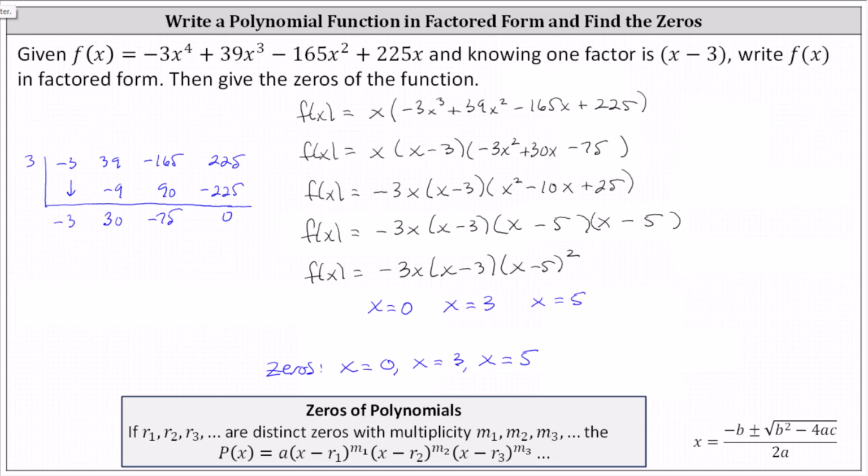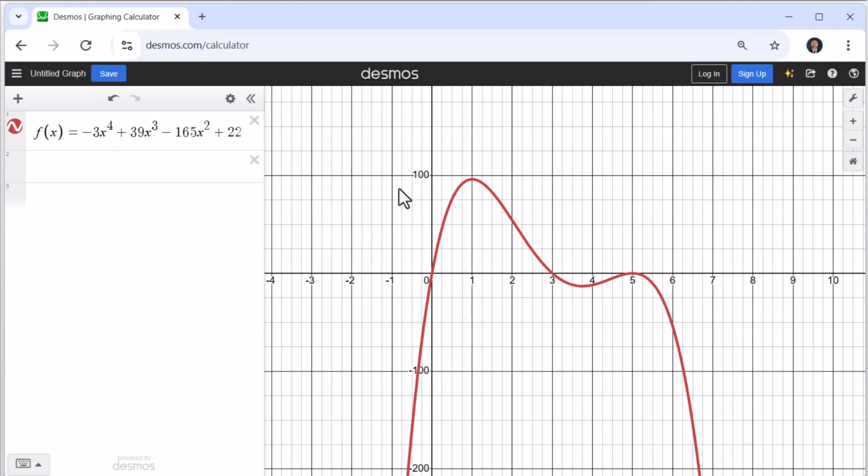Notice counting multiplicity, we did find 4 zeros because we have a degree 4 polynomial. Before we go, let's verify the zeros by analyzing the graph of the polynomial function. Recall the real zeros appear as x-intercepts of the polynomial function. Analyzing the graph, notice the x-intercepts are (0, 0), (3, 0), and (5, 0), which verifies these zeros are 0, 3, and 5. Notice for these x values, the y values or function values are 0.